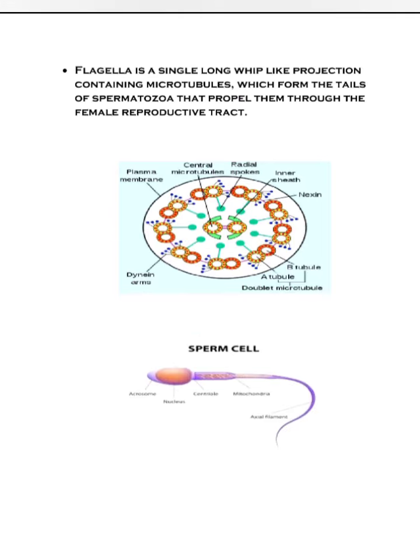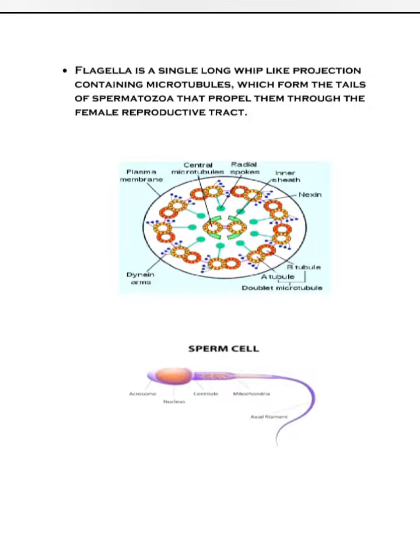Now coming to the flagella. Flagella is a single long whip-like projection containing microtubules, which form the tails of spermatozoa that propel them through the female reproductive tract.